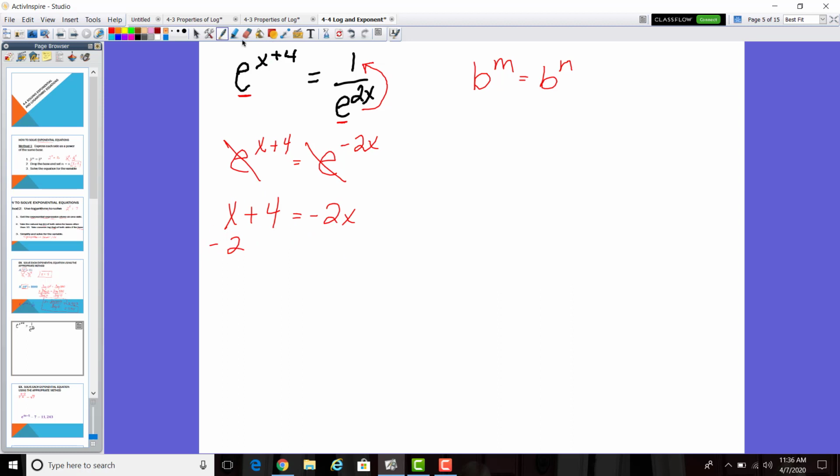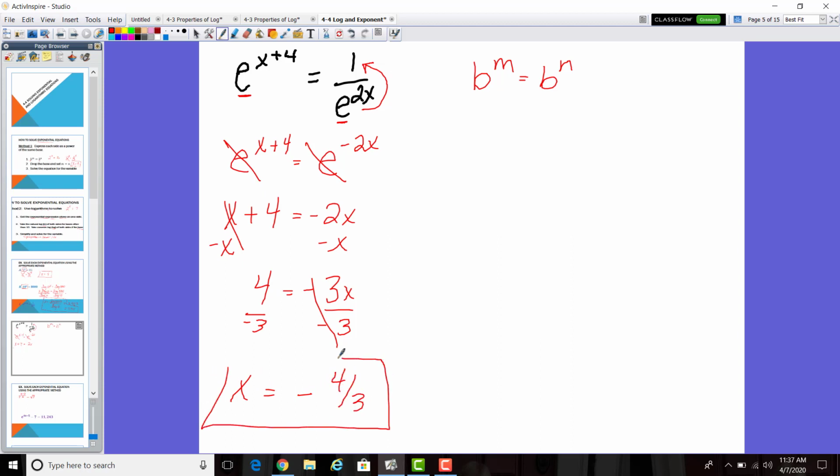Since my x's are all alone on the right, I'm going to move my x from the left over there by subtracting. So 4 equals negative 3x. And then I can divide by negative 3. So x equals the fraction negative 4/3. Remember, it doesn't matter where you put that negative. You can put it out in front of the whole fraction, or in the numerator, or in the denominator. Doesn't matter, they're all equivalent.